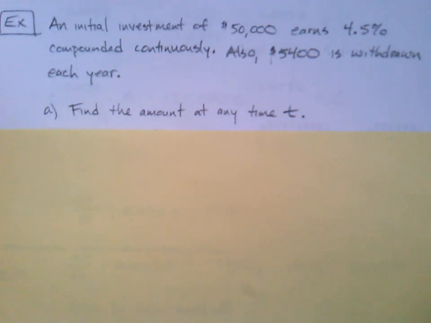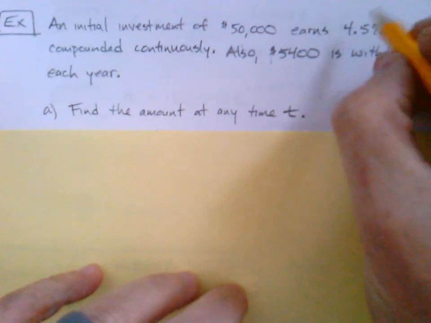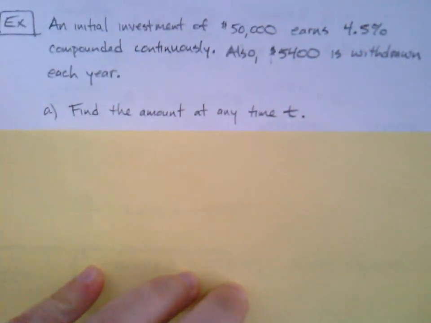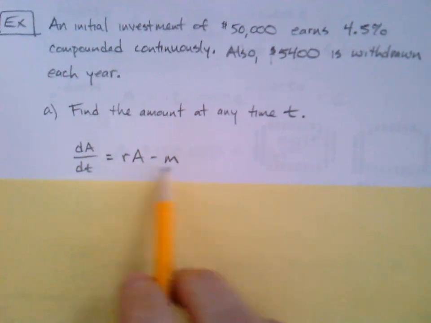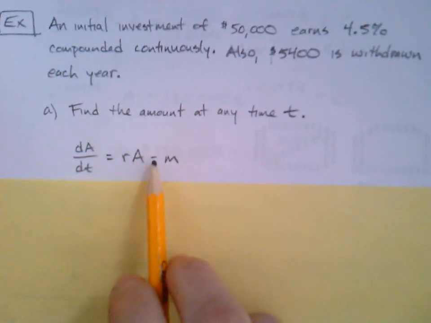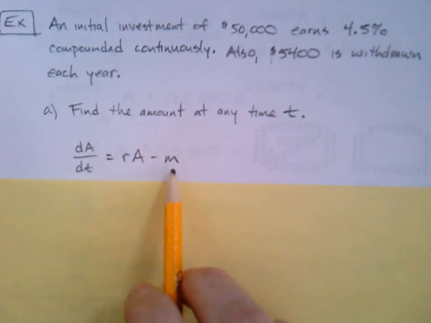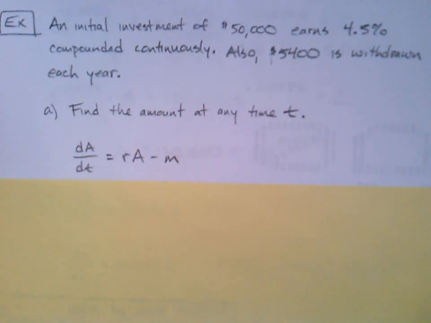What is that? That's an annuity. Okay, a really good way to plan for retirement and that sort of thing. So we're going to use the annuity with continuously compounded interest formula to start off here. This was the general form: dA over dt equals RA minus M. So it's still the continuously compounded interest, but now we subtract M, the amount of money that we withdraw.